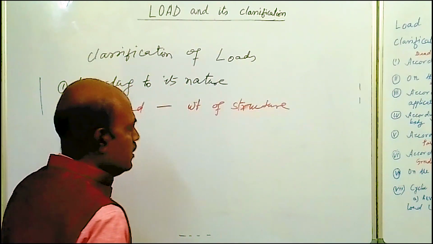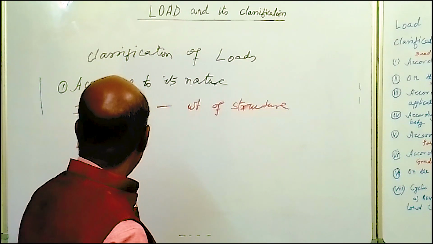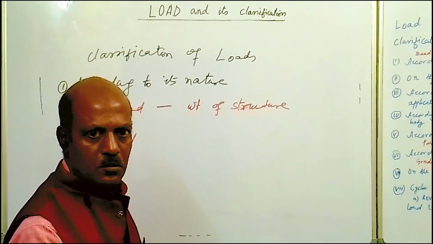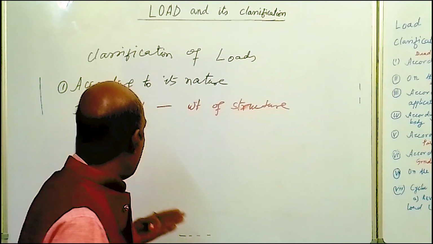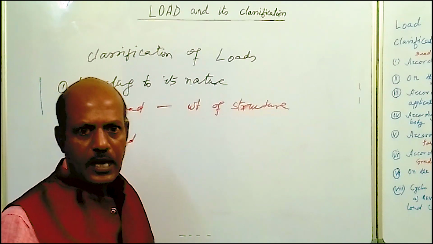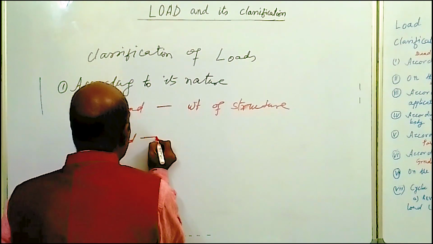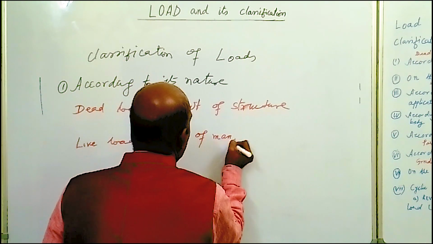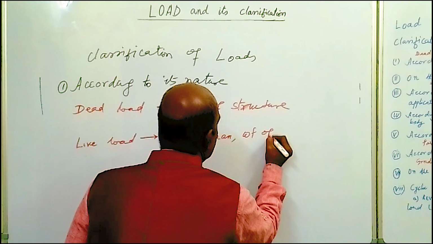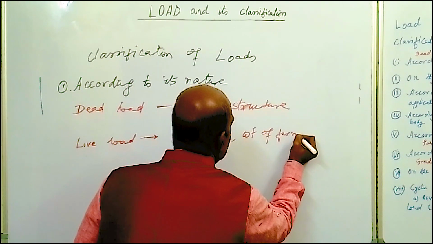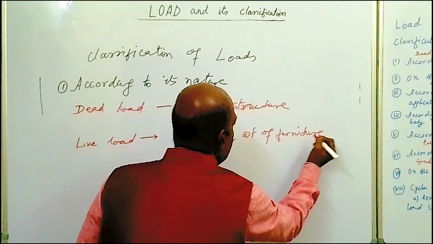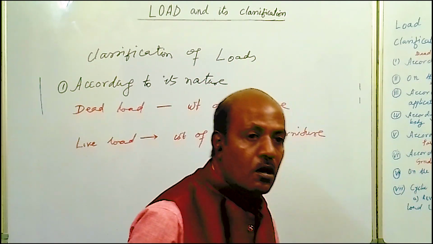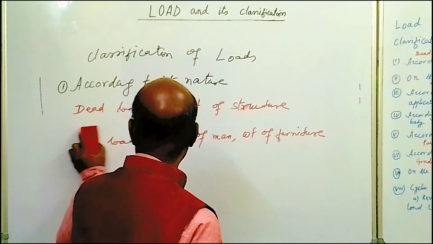So that is the load called dead load. Now the other kind of load as per this classification is live load. The load which is not permanent and continues to move throughout its life period, like the weight of a man or the weight of furniture. That does not remain at the same location. So that means this kind of load moves throughout its life period.